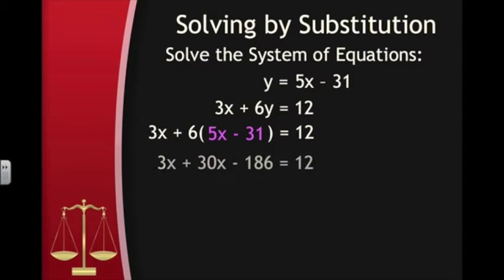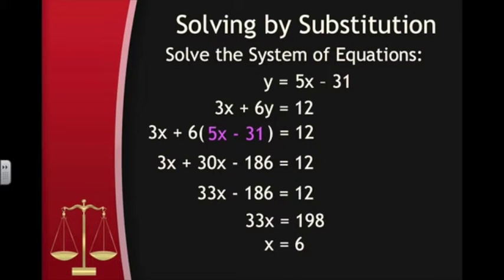First, we distribute the 6 to get 3x plus 30x minus 186. Then we combine the terms with x's to get 33x minus 186. Then we undo the subtraction by adding 186 to both sides. And finally, we divide both sides by 33 to get x equals 6.